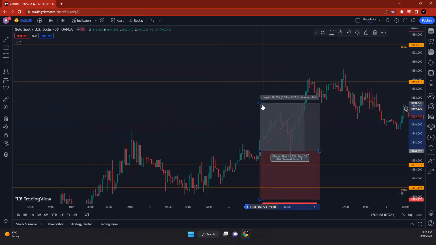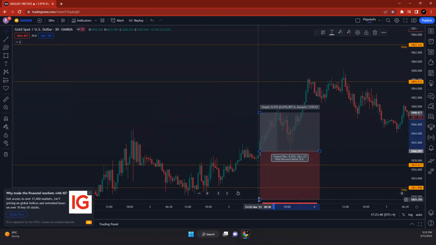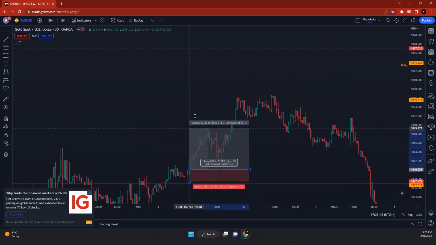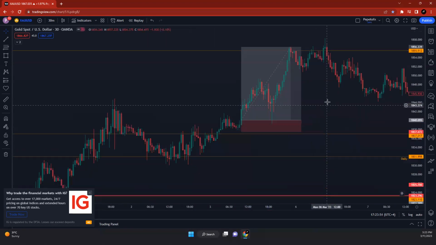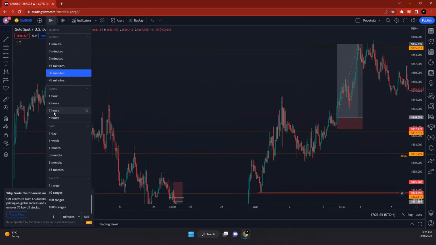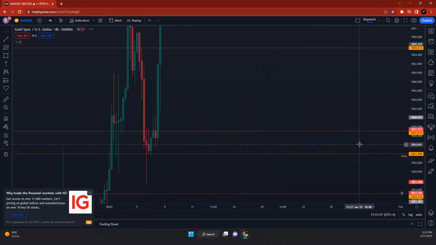Now, why did I take this one, and stop loss below this doji structure? Because I know most of the time it will come here and then it will go back. Then it took it up. So why? Because remove this noise. The 4 hours will give you the story.